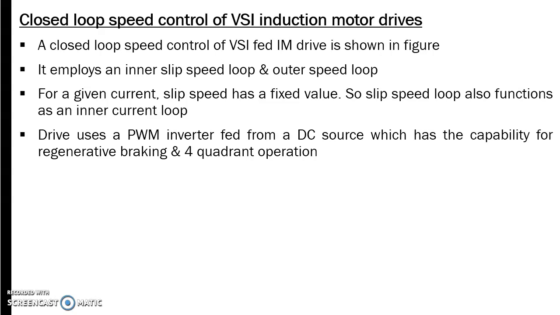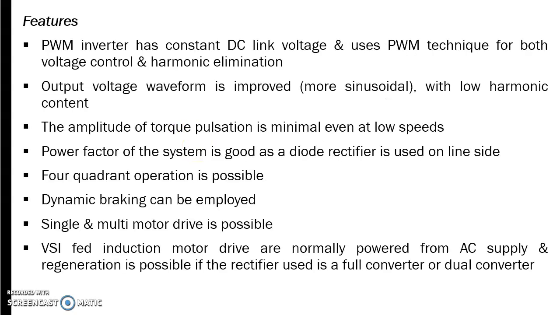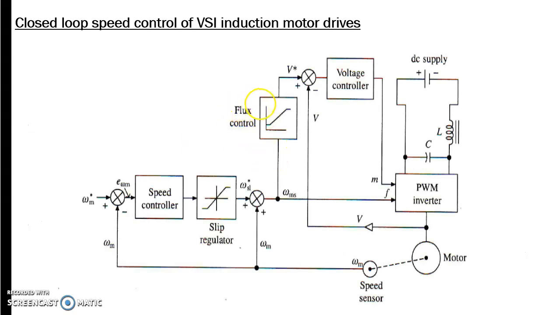So let us move on to the complete block diagram of closed loop speed control of VSI induction motor drives. You can see that block diagram. Here, this is the complete structure. You should understand this part. This part is the speed sensor, then speed controller, slip regulator, and this is the synchronous speed frequency. This part is actually the outer speed control loop, that is the speed control loop. Inside there is an inner slip regulator, the slip control loop.